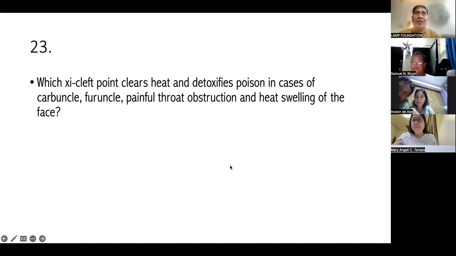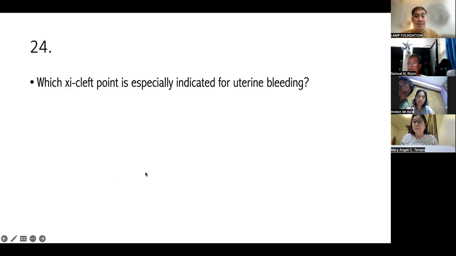LI7 po. Oh, very good. Thank you. Oh, diba? Pag naging yang na, kasi may ano na, it's still related to the lung, but this time, grabe na yung yang. So we look at the Xi Cleft point of the large intestine. Which Xi Cleft point is specially indicated for uterine bleeding?